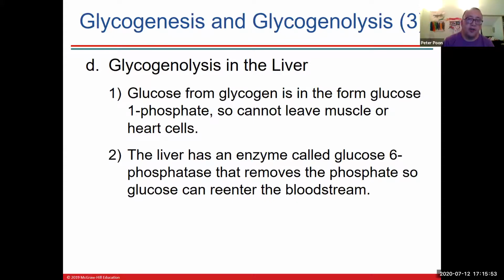Glycogen lysis in the liver. Okay. Glucose from glycogen is in the form of glucose 1-phosphate, so it cannot leave the muscle or heart cells. If your muscle is making glucose, then it's exercising and you don't want to lose that glucose. Okay. Liver has an enzyme called glucose 6-phosphatase that removes the phosphate so the glucose can re-enter the bloodstream and go to other cells.